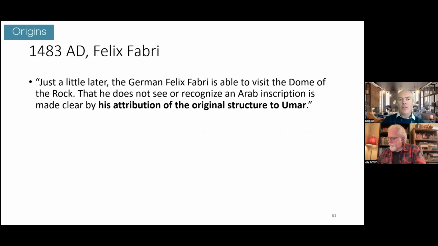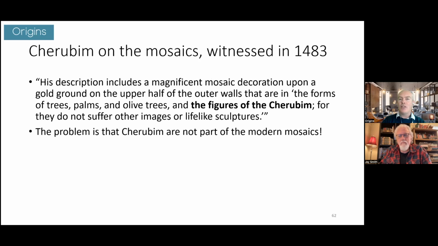1483, Felix Fabry. Just a little later, the German Felix Fabry is able to visit the Dome of the Rock. That he does not see or recognize an Arab inscription is made clear by his attribution of the original structure to Umar and not to Abd al Malik. So why is that? It can only be because there is no inscription. I'm sure if he had asked anyone who built the Dome of the Rock, they would have been willing to say it's Abd al Malik or Al Mamun because they would have read the inscription. He doesn't need to speak Arabic to find that information. Okay, so I think that's very telling. And look how close it is to today's time. We're talking about the late 15th century, and there's still no clear indication that the inscription exists.